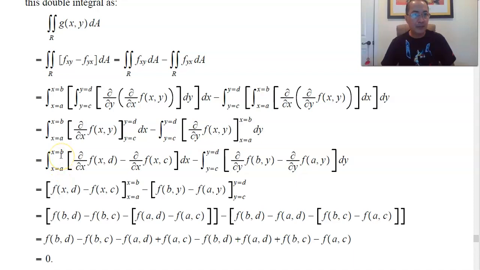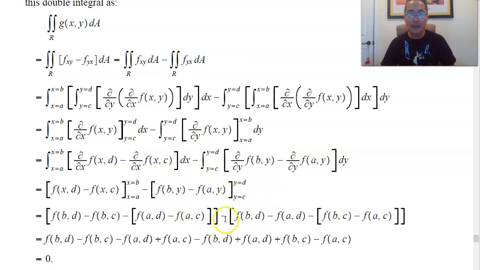So here, x from a to b, so f(b,d) minus... I'm sorry, okay, hang on. I'm taking this whole thing and going from a to b. So f(b,d) minus f(b,c), and then plug in a, so minus f(a,d) plus f(a,c). Whew, okay, that works out.